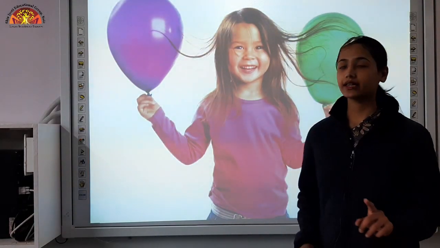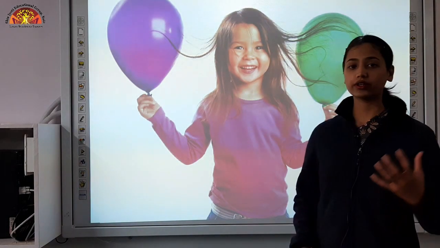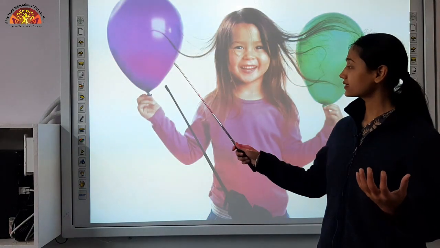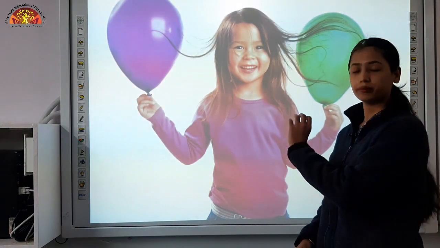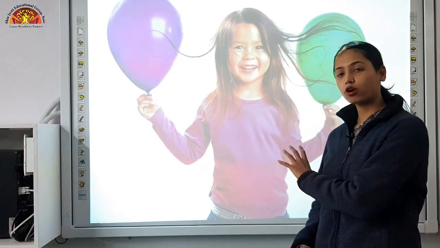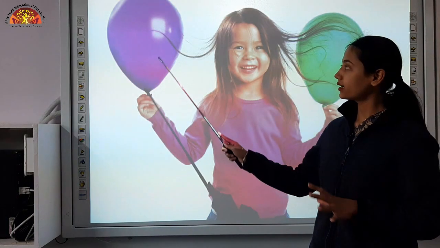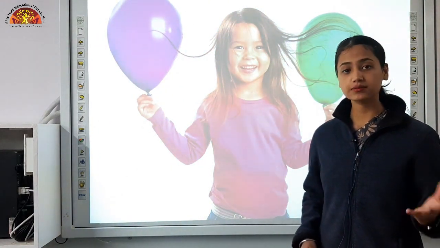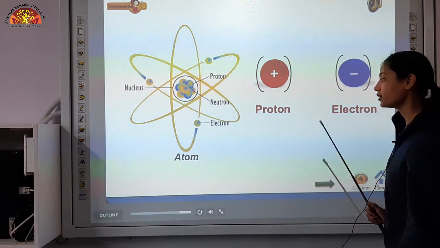I'm sure that you have performed this activity. In this, we rub a balloon against our hair, and we see that the balloon attracts our hair, or the balloon sticks to the wall or any other substance. Why does that happen? Look, this balloon is also matter. It contains millions of atoms, and in an atom protons and electrons are present.